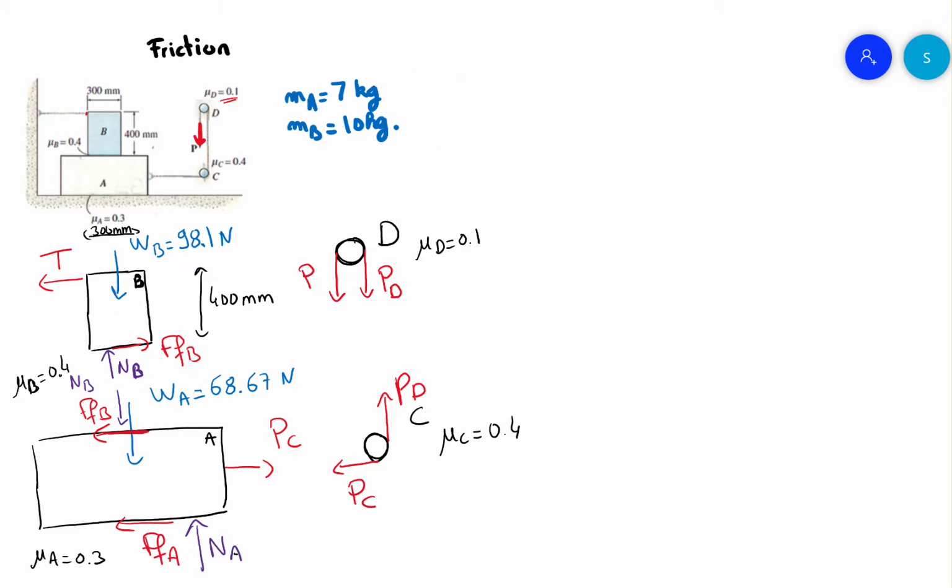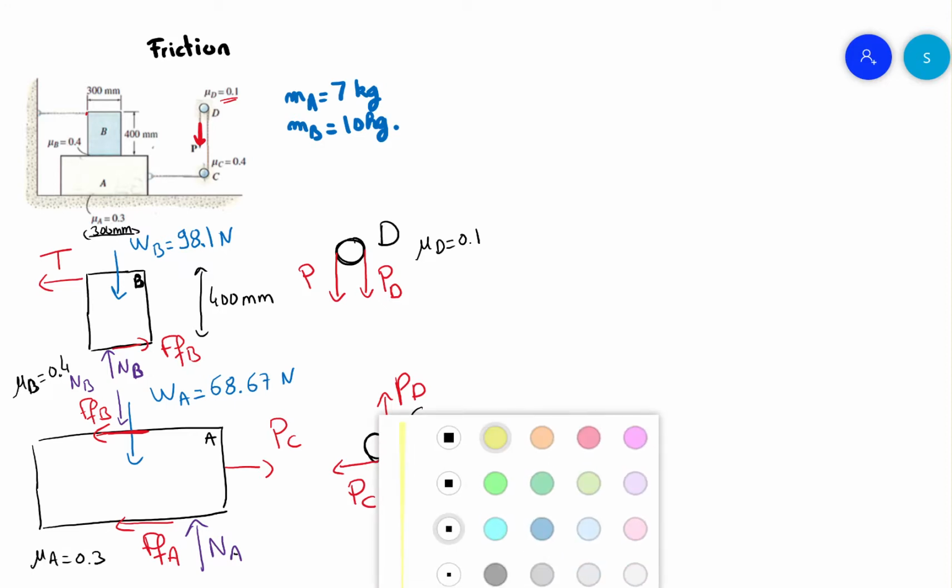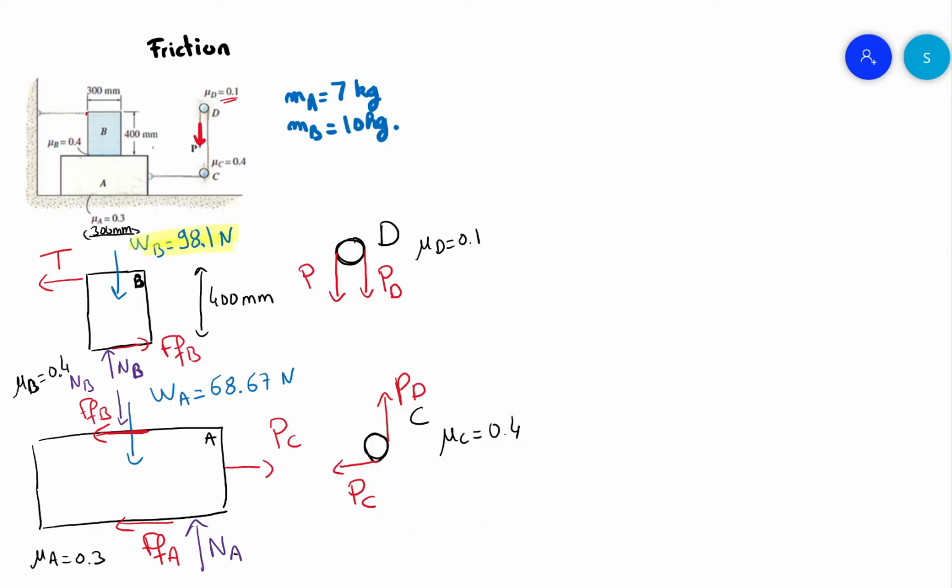Okay, so what can we do to begin to solve? I will begin with the block B. Why? Because at the block B, we have some information. We have the weight WB. And how many unknowns do we have? 1, 2, and 3. And we have 3 equations: the force on X, the force on Y, and either the equation of friction if it's slipping, or the equation of moment if it's tipping.